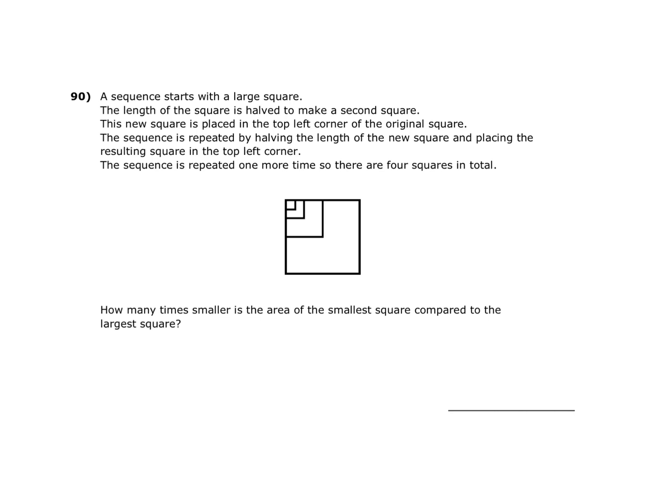90. A sequence starts with a large square. The length of the square is halved to make a second square. This new square is placed in the top left-hand corner of the original square.